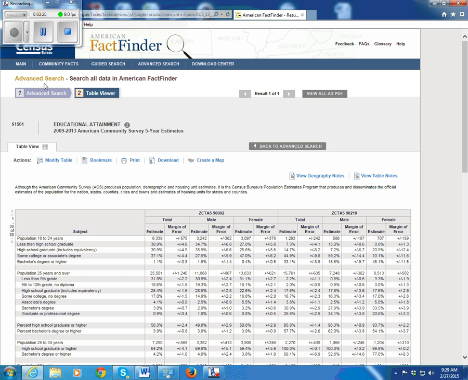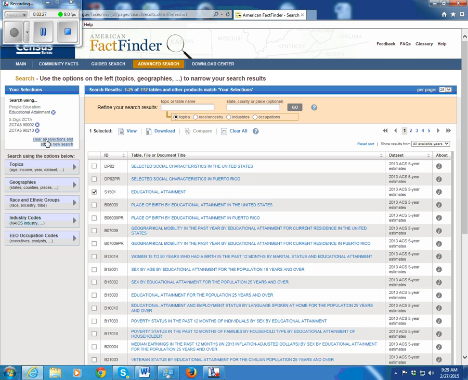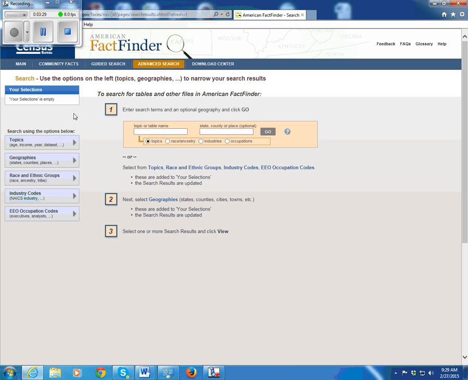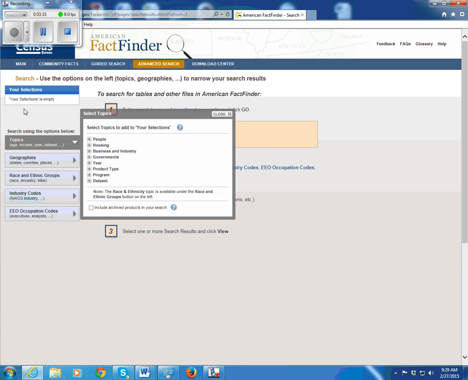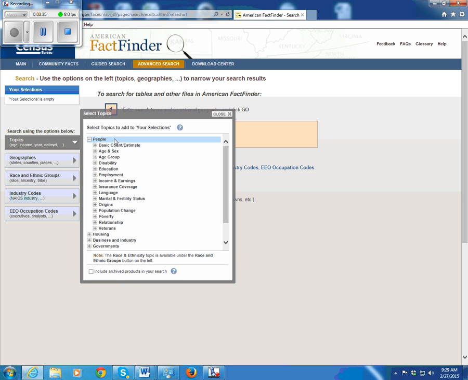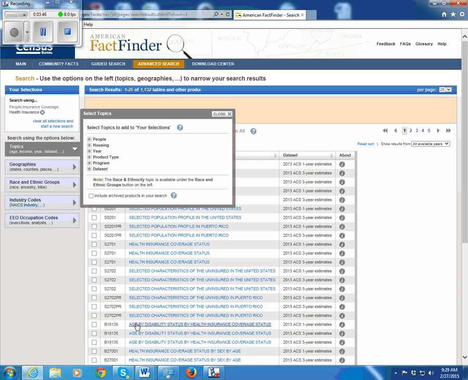Let's do another one. Let's do another advanced search, start a new search, and let's take a look at something that's really germane to people nowadays. Let's take a look at their health insurance coverage. With all of the talk about Obamacare, let's take a look at what's happening with health insurance coverage.